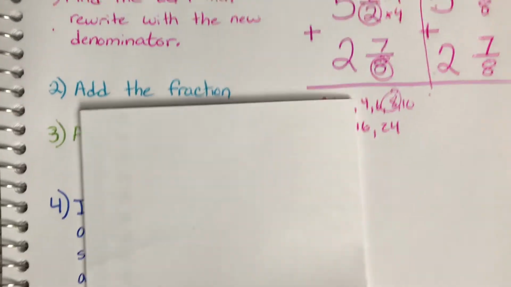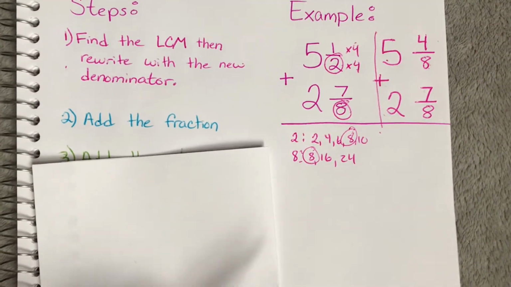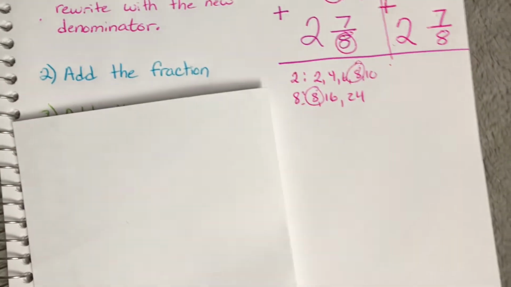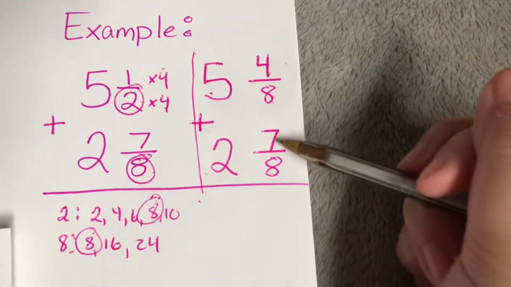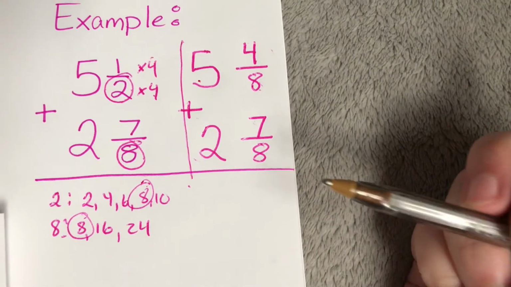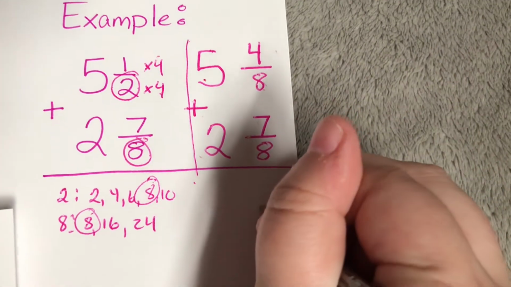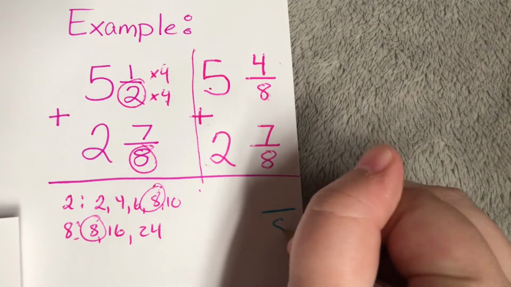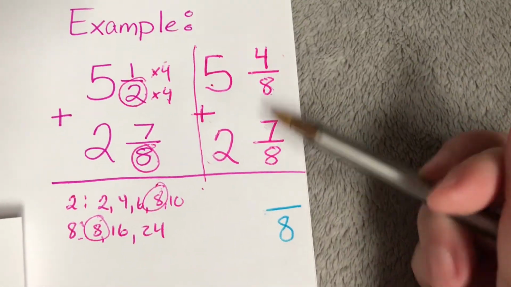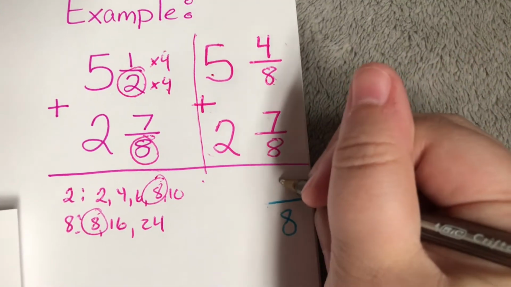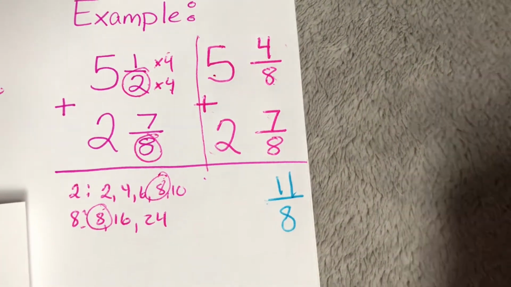Alright, our next step is to add the fraction piece only. So I'm going to grab my blue pen. Our fraction piece is the 4/8 and the 7/8. We only add the numerator. The denominator is going to stay the same. So our denominator is going to stay as an 8. And we add our 7 and our 4. 7 plus 4 is 11.